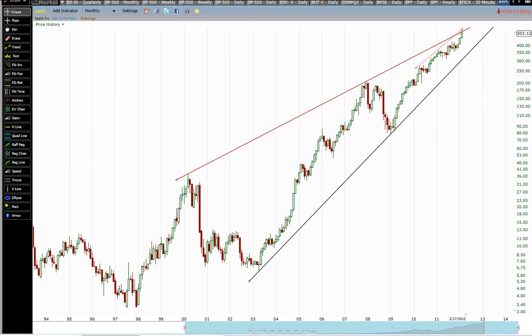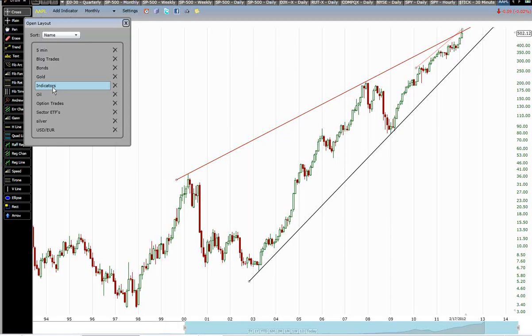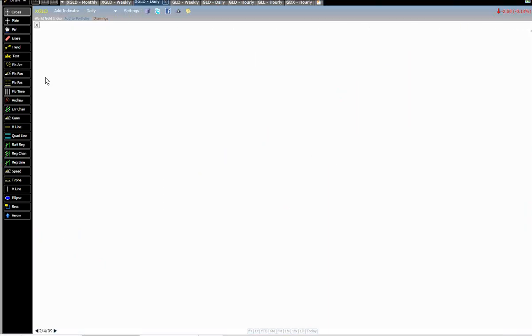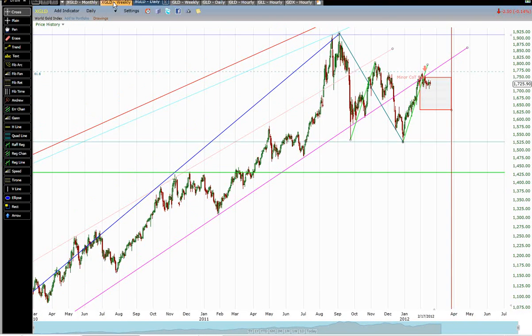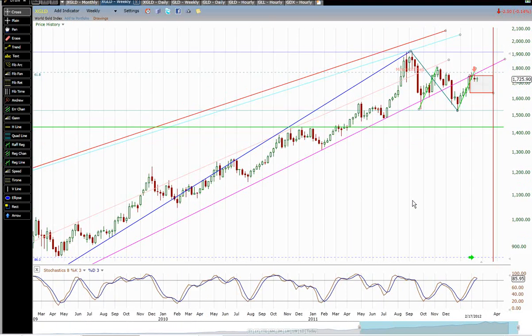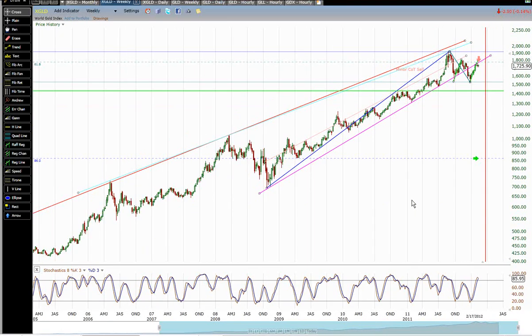And I wanted to click over to gold and just show that a similar thing happened there. I think I pointed this out on the blog this past summer. But let's look at it here. This is a gold daily chart. Let's go to a weekly chart here.